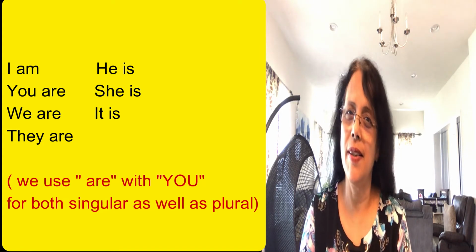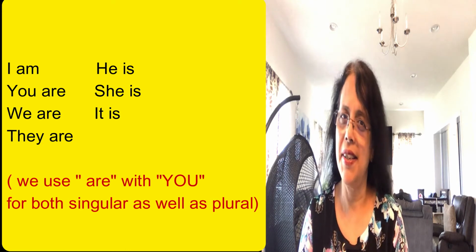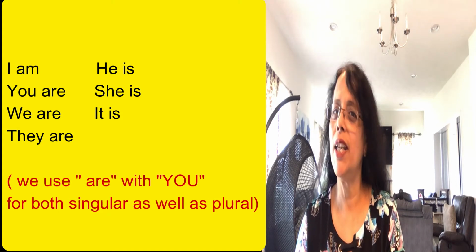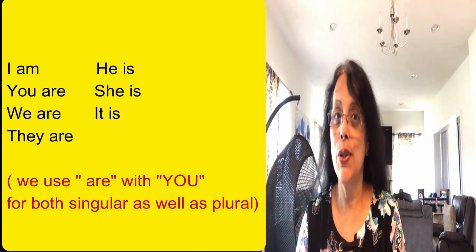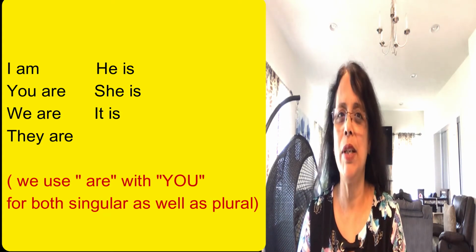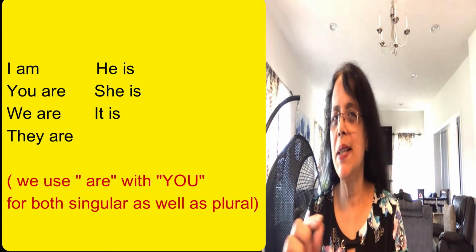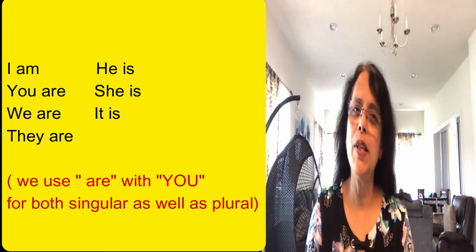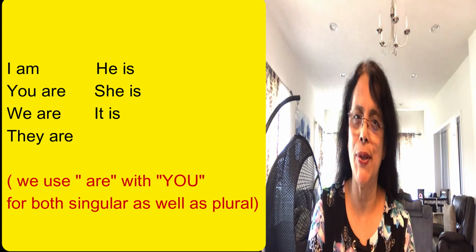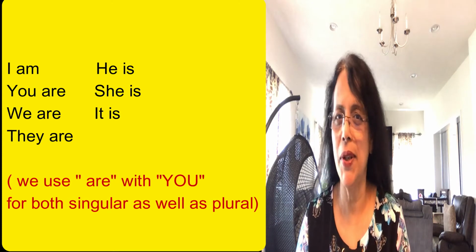He is. She is. It is. Because he, she, and it are singular, the verb also should be singular. This is agreement. The subject is singular, the verb is singular. The subject is plural, the verb is plural. This is called subject-verb concord. This is very simple, but let's see some more cases.